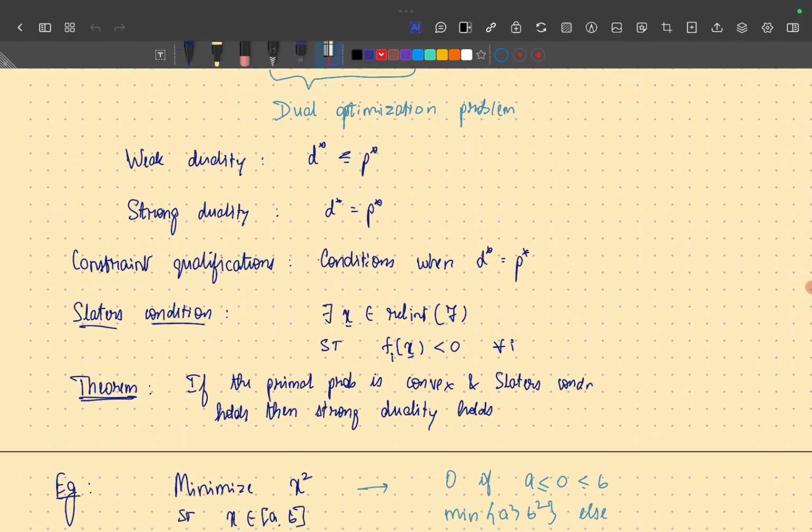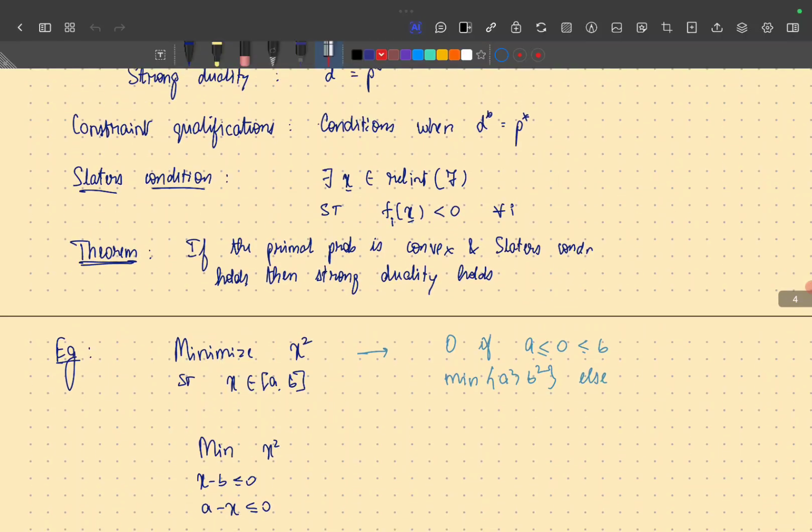And we saw that there are some sufficient conditions for strong duality to hold. For instance, if the primal problem is convex and Slater's condition holds, then strong duality is automatically guaranteed to hold. But there are instances of convex problems where strong duality does not hold, because they do not satisfy Slater's condition. And there are also non-convex problems where strong duality holds. So convexity is not necessary for strong duality to hold. That's the important point.